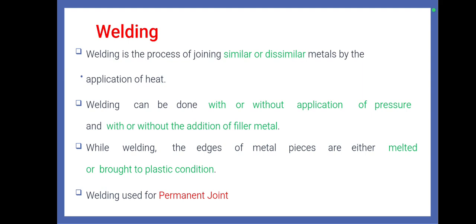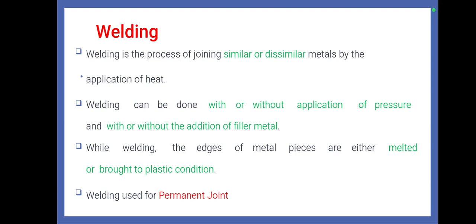What is welding? Welding is the process of joining similar or dissimilar metals by the application of heat. Welding can be done with or without application of pressure and with or without the addition of filler metal. While welding, the edges of the metal pieces are either melted or brought to plastic condition.